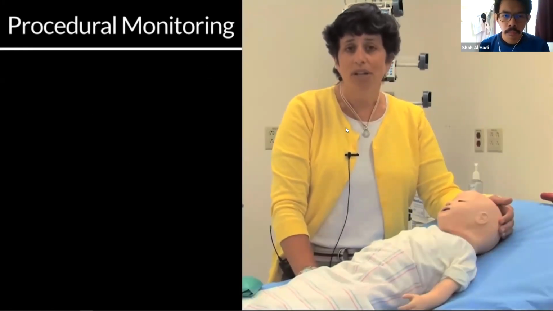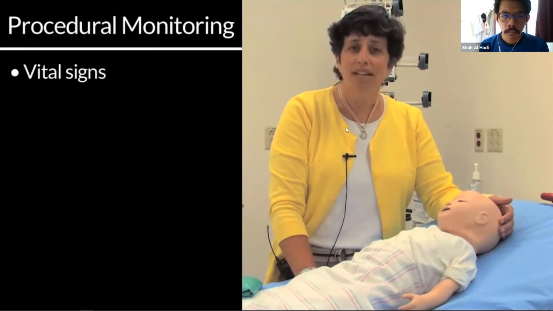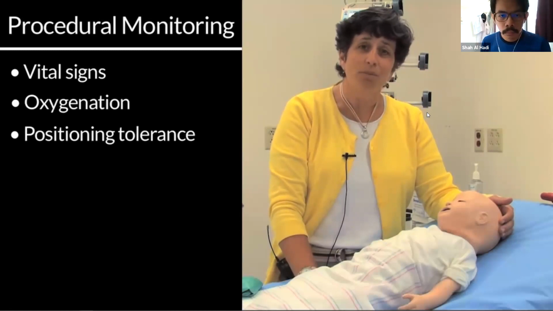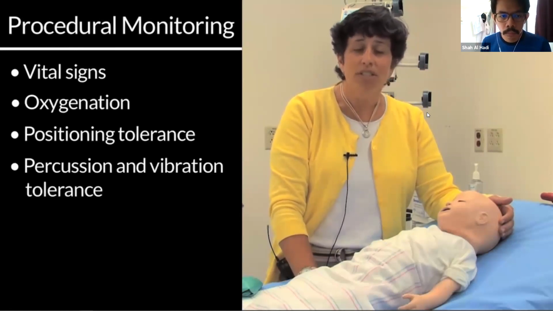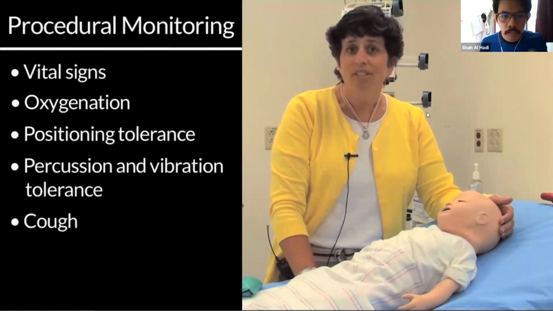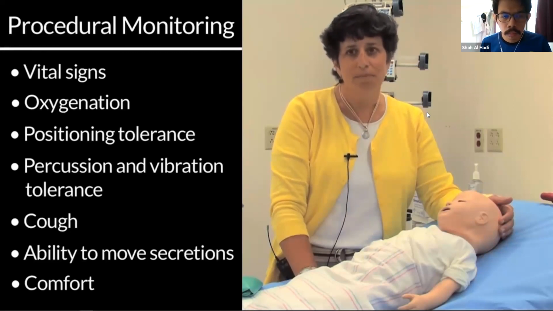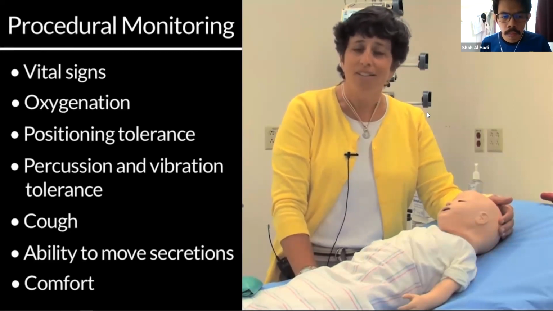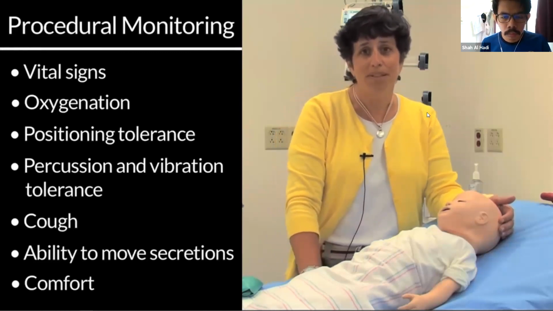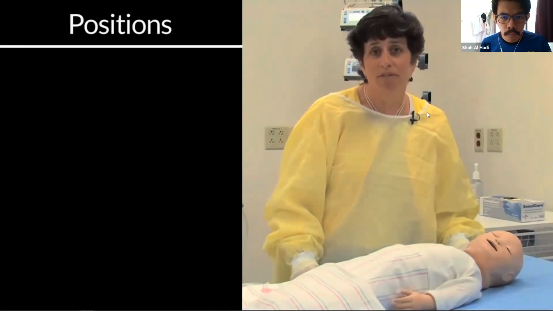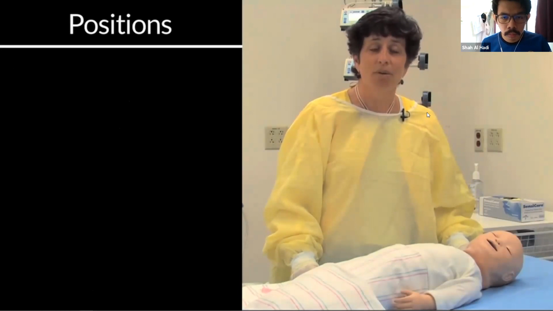When doing the actual procedure, you want to continue to look at the patient's vital signs, how their oxygenation is doing, the patient's tolerance to the different position changes, the tolerance to the actual percussion and vibration, how strong the patient's cough is, their ability to cough and mobilize secretions, and how their overall comfort is. I'm going to go ahead and start to get ready to do the actual procedure by putting on my personal protective equipment. Now that I've assessed my patient and prepared the family and the patient for the procedure, I'm going to go ahead and start.